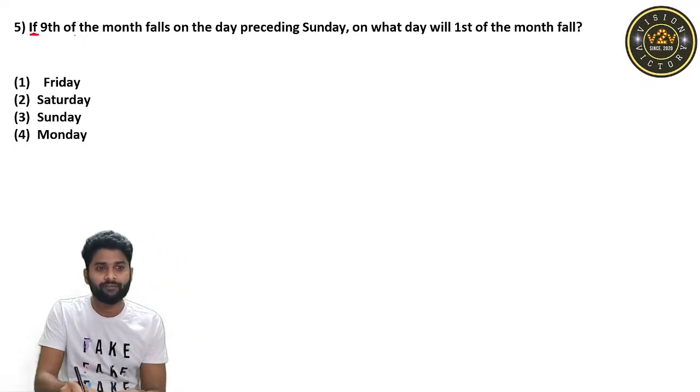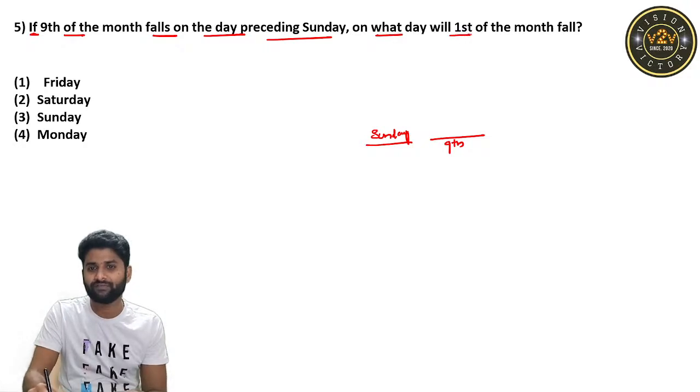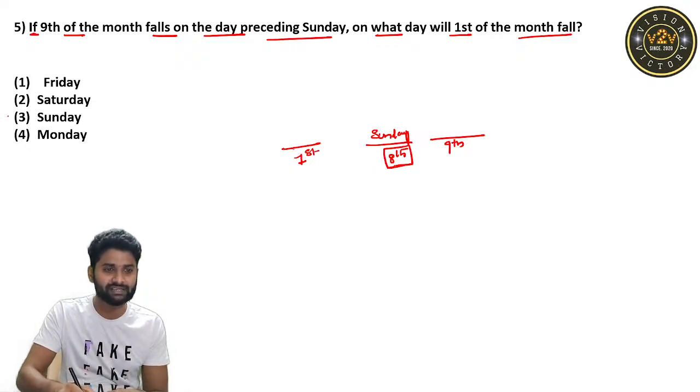Now see, if the ninth of the month falls on the day preceding Sunday. Let us take that ninth of the month. And they clearly mention the preceding day. So the preceding day is Sunday. Then what will the first of the month fall on? Guys, this is all about the 8th. As you know, every day repeats after 7 days. If the 8th is Sunday, then definitely the first is also Sunday. Why? Because the total difference between 1 and 8 is 7 days. So the answer is Sunday.